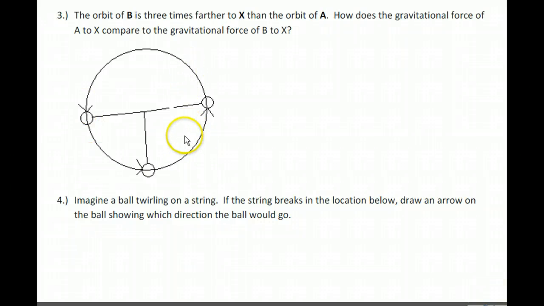If the string breaks in the location below, draw an arrow on the ball showing which direction the ball would go. I don't actually know what location they're showing the string breaking, so we're just going to actually break the string. I think that they're showing the string breaking here. So if the string breaks there, the ball is going in this direction, right? So the ball would keep going. Let me see if I can draw a straight line. The ball would keep going in a straight line like that because of inertia.